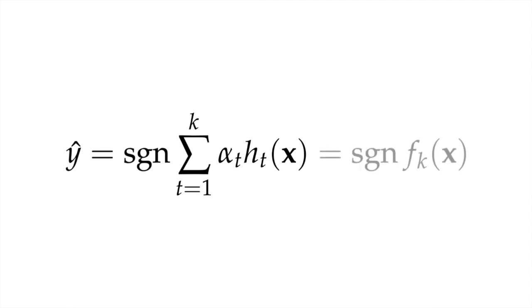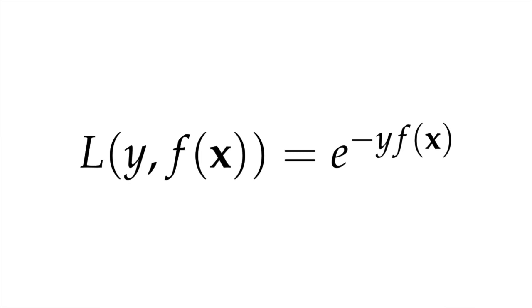It will be notationally useful to consider this weighted sum as a scoring function f of the data. So AdaBoost is building up this scoring function one weighted classifier at a time, and it's doing so to minimize a loss function. At this point, we're going to introduce a new loss function, the exponential loss, which looks like this. In fact, it's just the exponential of the negative margin.